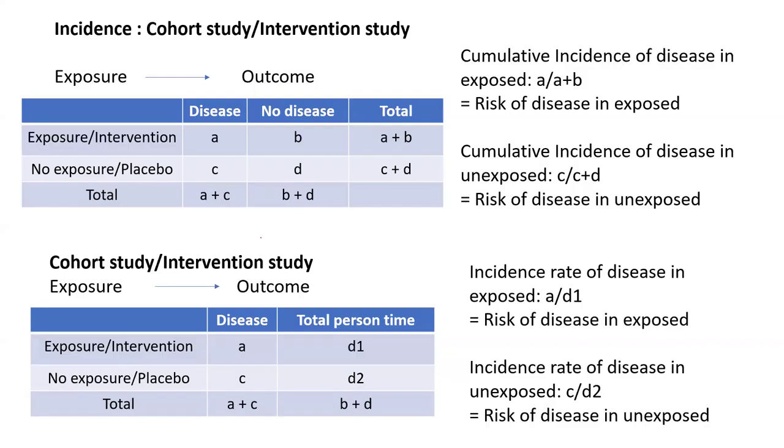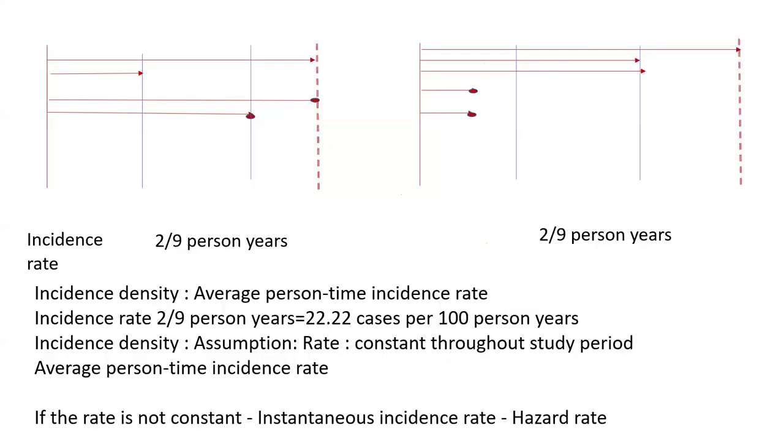And if you are going to look at rate, then the new cases are in the numerator and the person time contributed by individuals who are exposed or not exposed comes in the denominator, and you calculate a rate ratio. So with cumulative incidence, you get a risk ratio, and with the incidence density, you get the rate ratio.